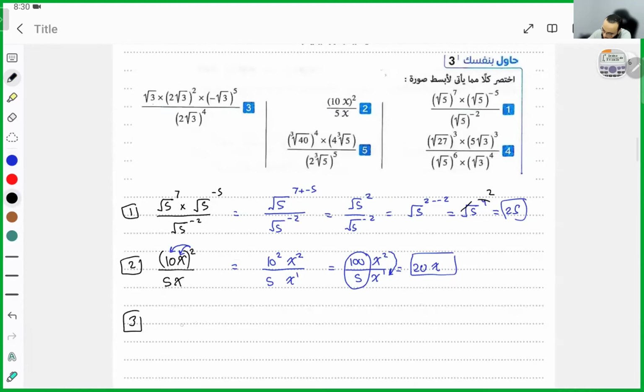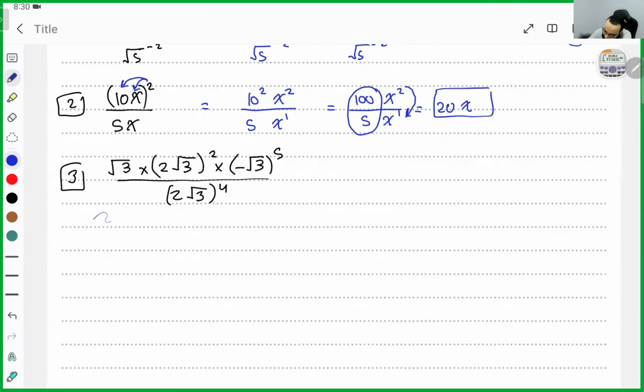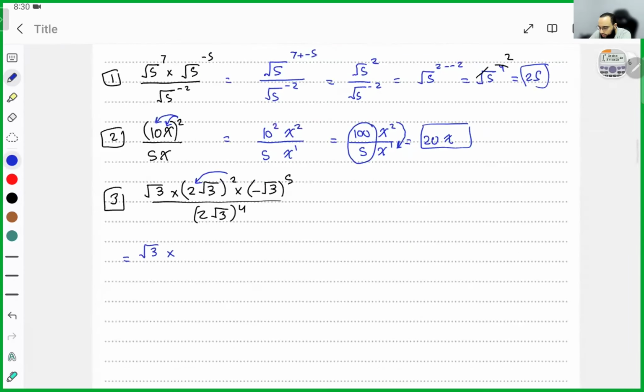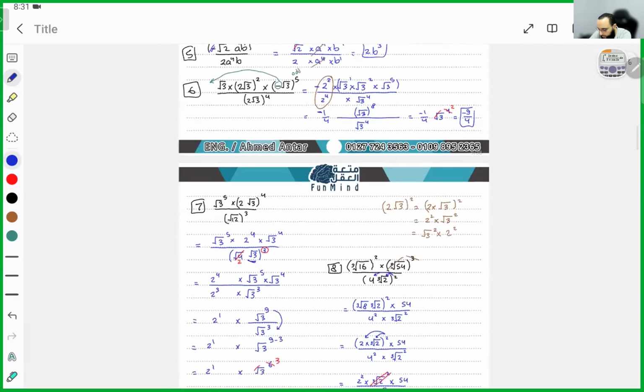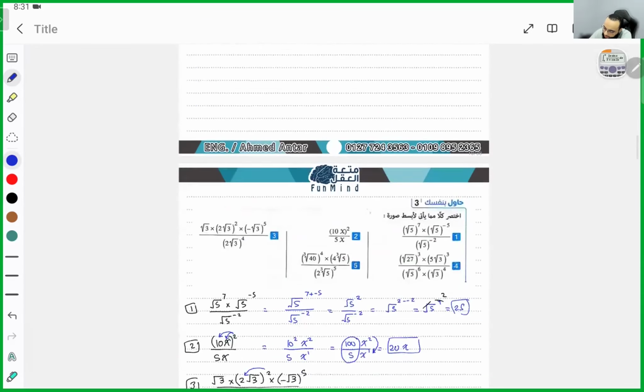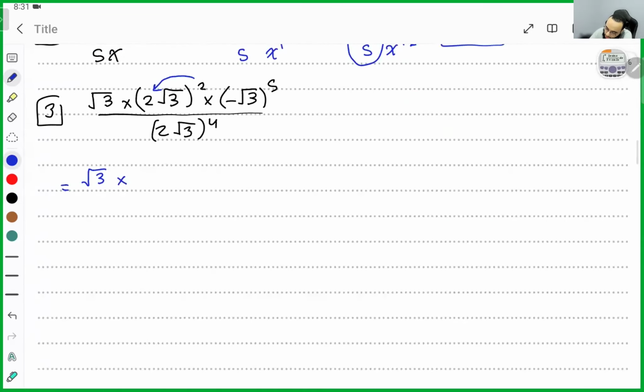Get the next also. It's root 3 times 2 root 3 all power of 2 times negative root 3 all power of 5 over 2 root 3 all power of 4. Okay? So yes, easy. The first is root 3. What about this? It's 2 power of what? We were solving the same before. No, it's not the same. It's 2 power of what?